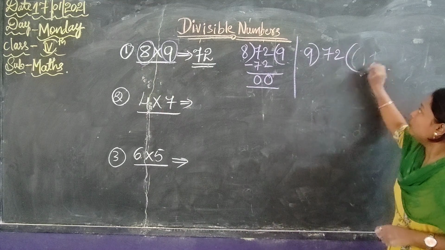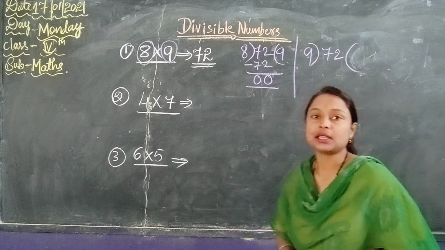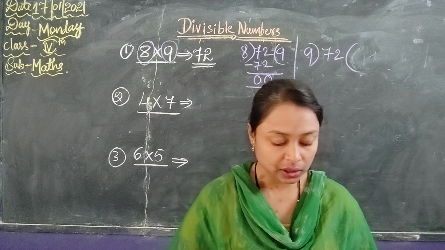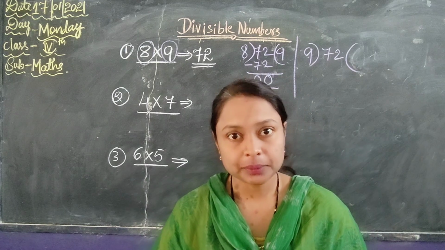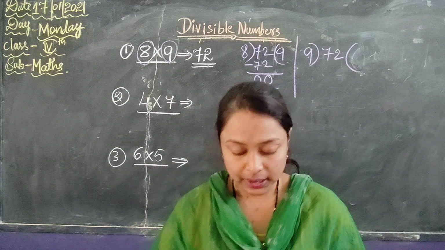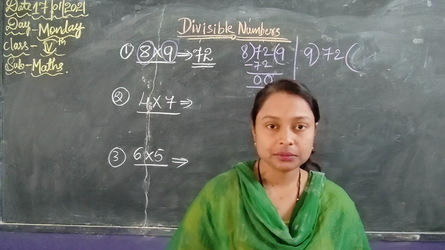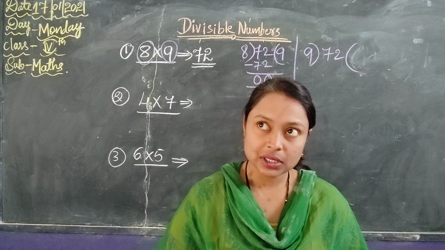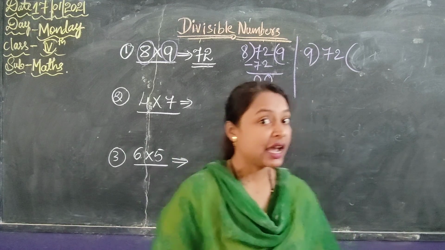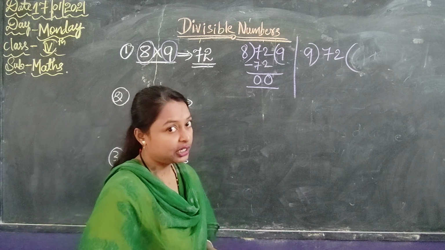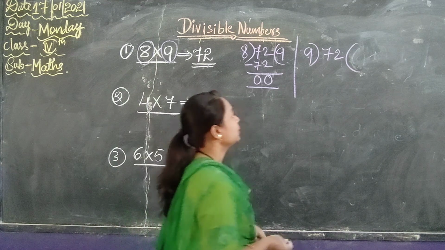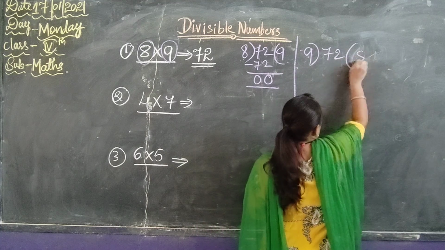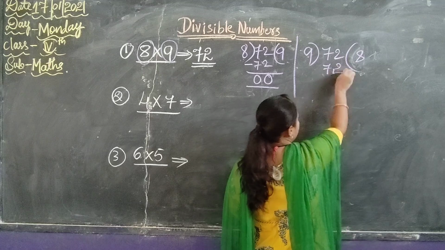So now we have to check, is there 72 in the 9 table? 9 ones are 9, 9 twos are 18, 9 threes are 27, 9 fours are 36, 9 fives are 45, 9 sixes are 54, 9 sevens are 63, 9 eights are 72. Yes.